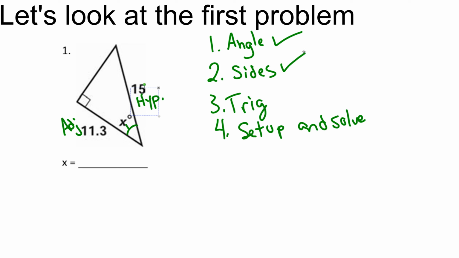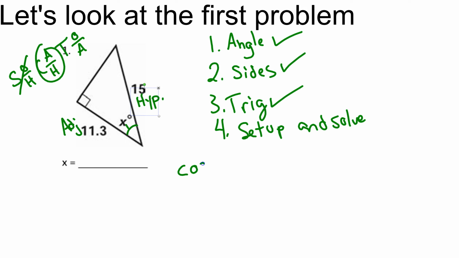Step 3, pick our trig function. So to do that, remember, you got to reference back to SOHCAHTOA. Hopefully you guys are starting to get these 3 memorized here, at least enough to be able to write them down so you can look back at them. So we have the adjacent and the hypotenuse, so sine doesn't work. Cosine, adjacent, hypotenuse. That's my winner there. So I picked my trig function. Now I'm just going to set up and solve.